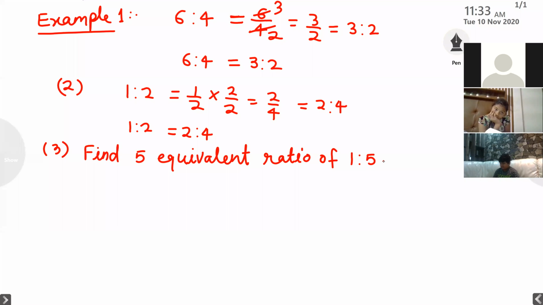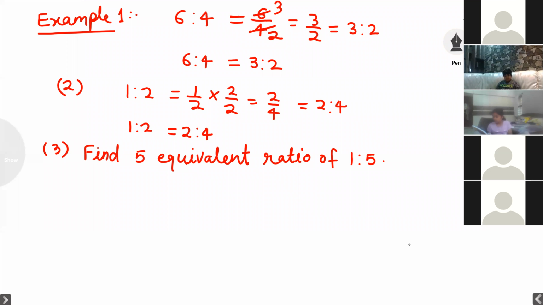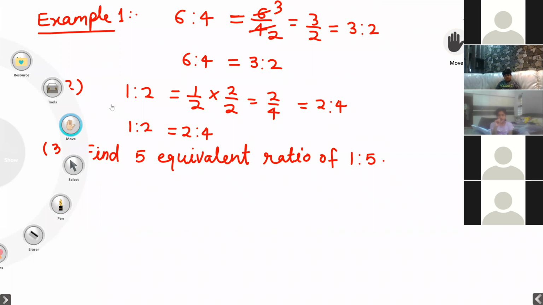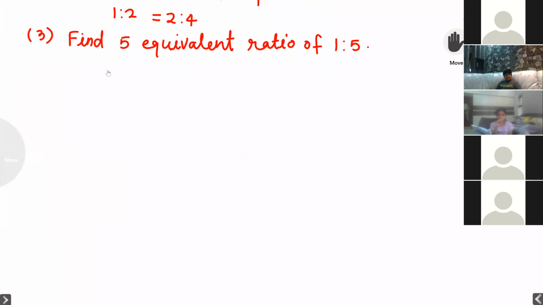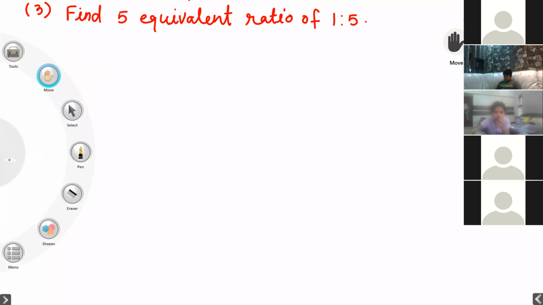Students, are you able to see my screen? Yes. Third example, find five equivalent ratios of 1:5. How to calculate? Firstly, I want to convert this ratio into fraction form.